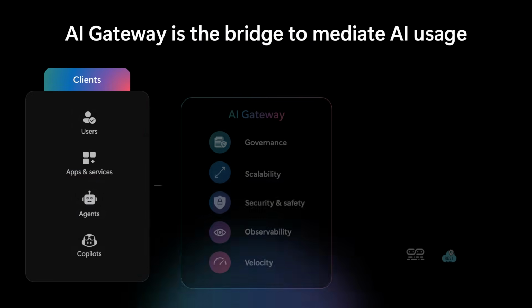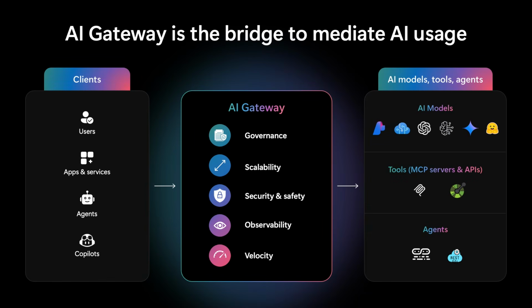So let's double click into what AI Gateway is. The AI Gateway capabilities within Azure API Management, which we are simply calling AI Gateway for simplicity, is the bridge to mediate all kinds of AI usage. On the left side of this slide, you see our clients. Clients could be users, apps and services, agents, or co-pilots. And on the right side, you see what these clients are trying to access. They are trying to access AI models from various sources that we just talked about. They are trying to access tools like MCP servers and APIs, or agents.